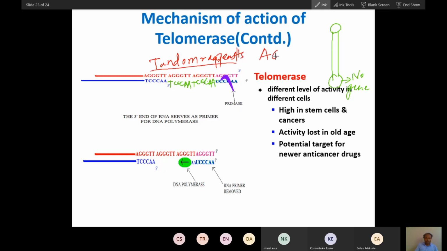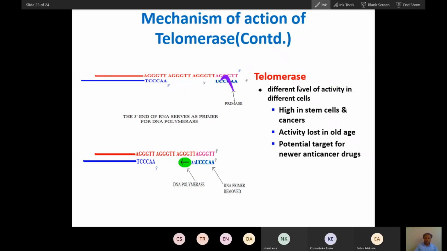Here you can see AGGGTT. So this sequence is repeated many times, 100 times. So this is telomeres. Did you understand what telomere actually is? Telomere and telomerase. Yes, so you understood.